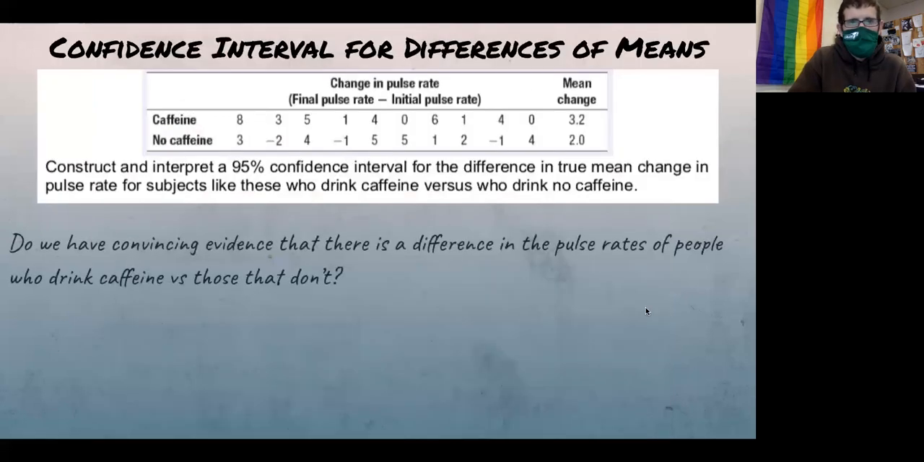All right. And we already kind of answered this. Do we have convincing evidence that there's a difference in the pulse rates of people who drink caffeine versus those that don't? And just to verbalize this answer, we would say, like you already said, no, we don't have convincing evidence because our confidence interval contains 0, which means with 95% confidence, there could be no difference between those two groups.